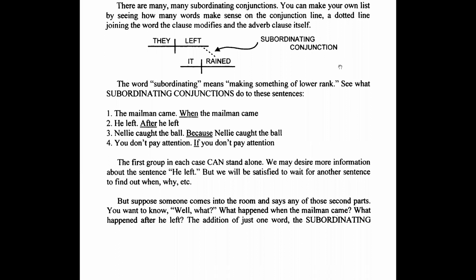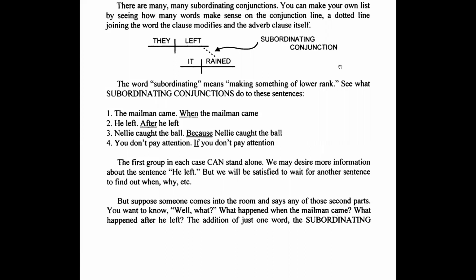But what is a subordinating conjunction? We talked about it earlier in the previous lesson, but the word subordinating means making something of a lower rank. Like I mentioned, an army officer and his subordinates, the men under his command. Or you have a general and his chief of staff is under him and handles his other subordinates. See what subordinating conjunctions do to these sentences.